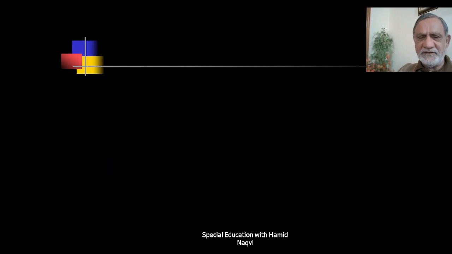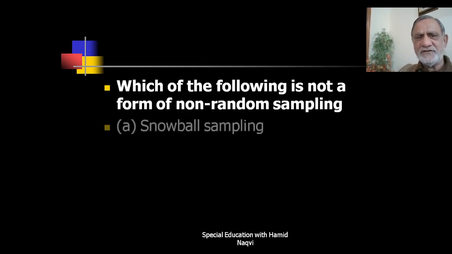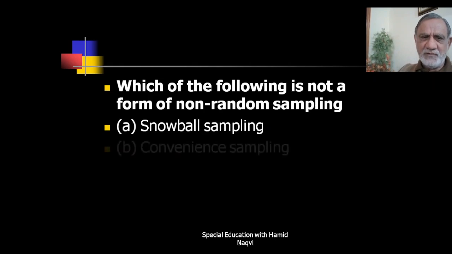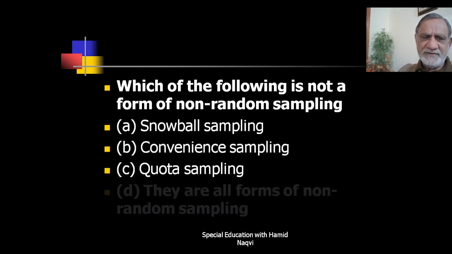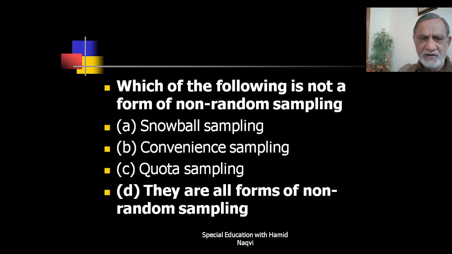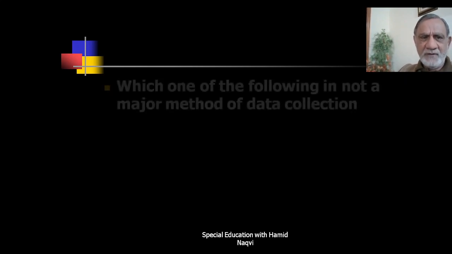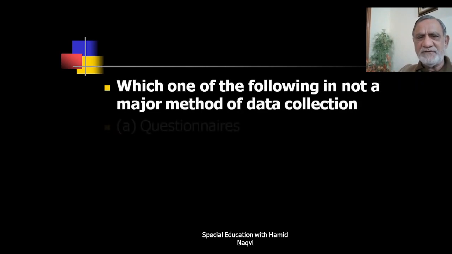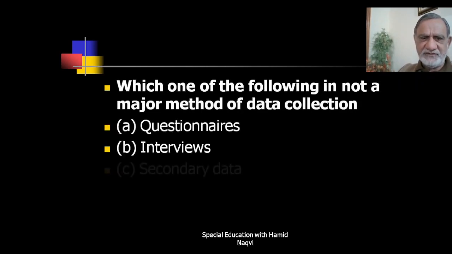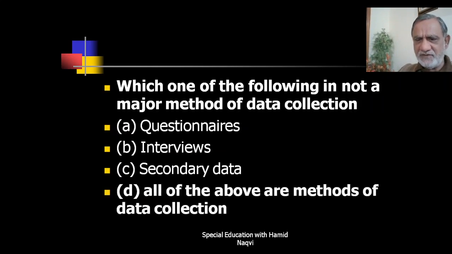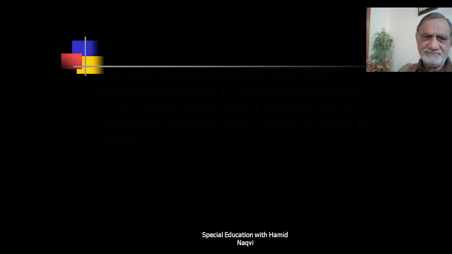They provide qualitative data. Which of the following is not the form of non-random sampling? Snowball sampling, convenience sampling, quota sampling, or they are all forms of non-random sampling. Last one is correct, that they are all form of non-random sampling. Which one of the following is not a major method of data collection? Questionnaires, interviews, secondary data, all of the above are methods of data collection. Last one is correct, that all of the above, that is questionnaire, interview, secondary data, are methods of data collection.